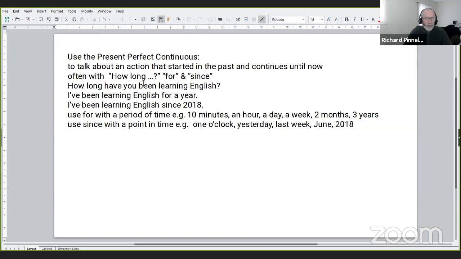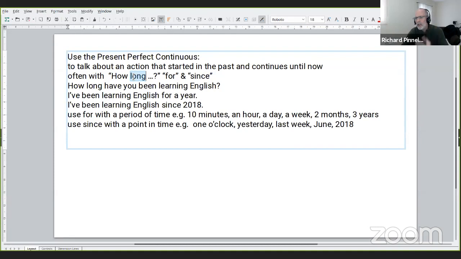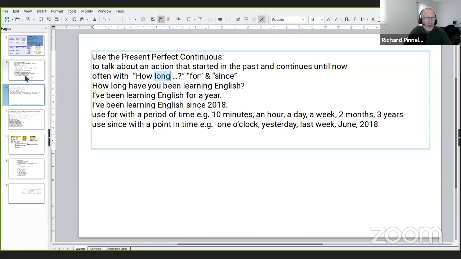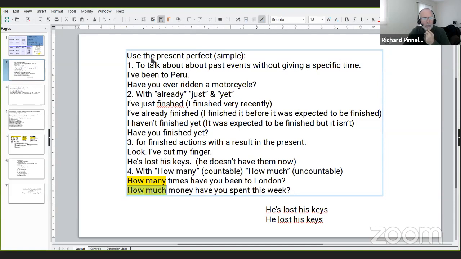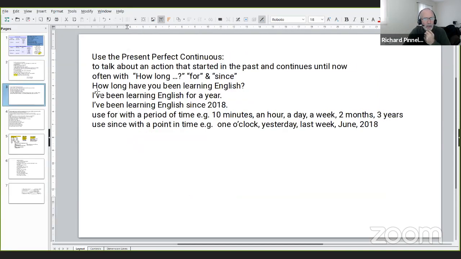We also often use this with how long. How long es como cuánto tiempo. So we saw earlier with the present perfect simple, we often use it with how many and how much. But the present perfect continuous, we often use with how long.